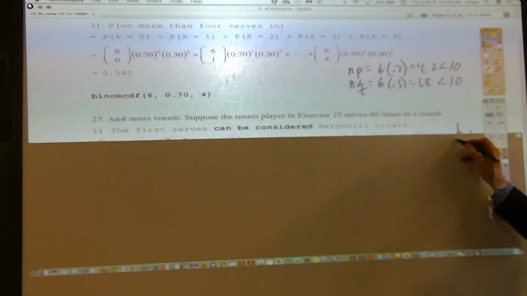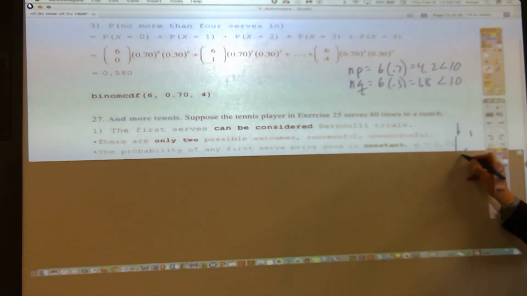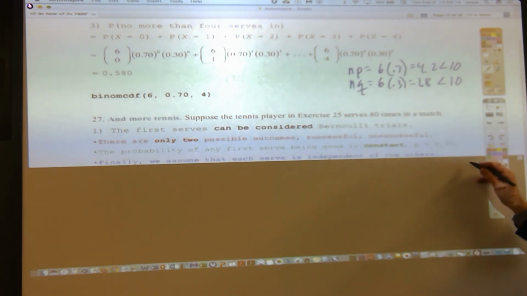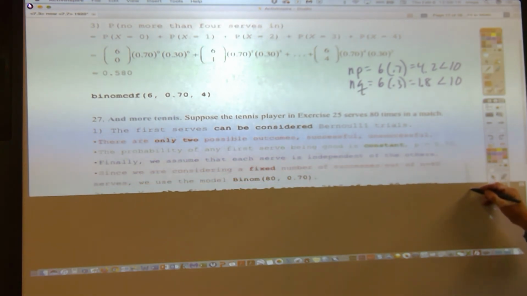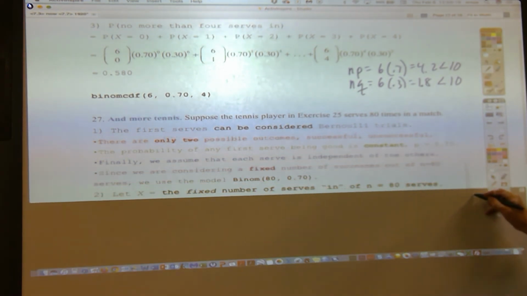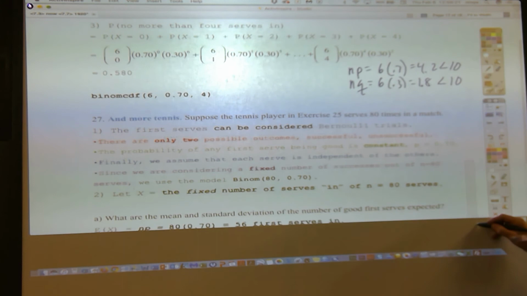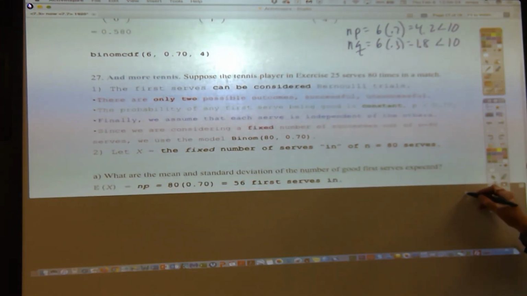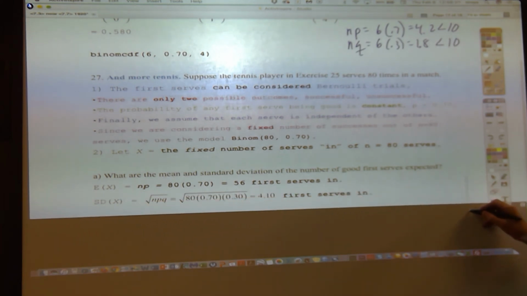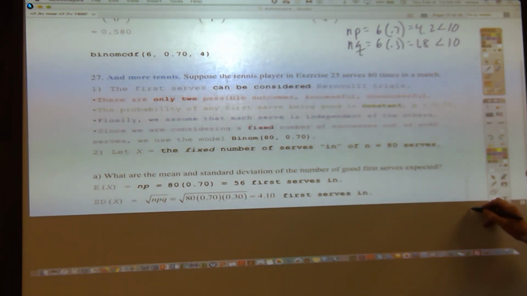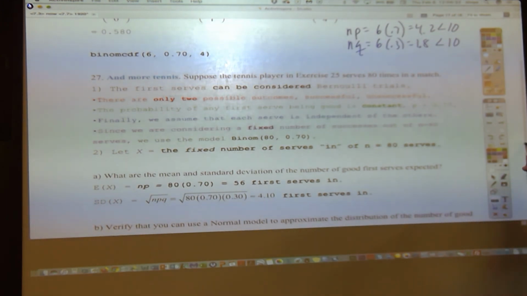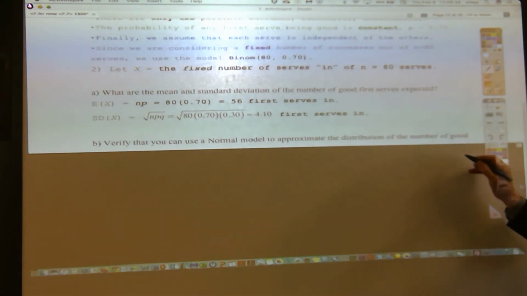So here we go. We're not using the normal model yet. Two possible outcomes, success or failure, with a fixed number of serves, 80, and probability 0.7. What are the mean and standard deviation of the number of serves in? np is 56, and the standard deviation is 4.10. Verify that you can use a normal model to approximate.